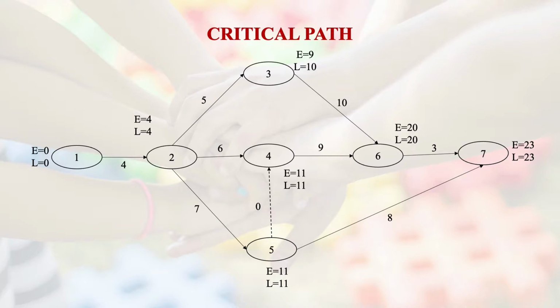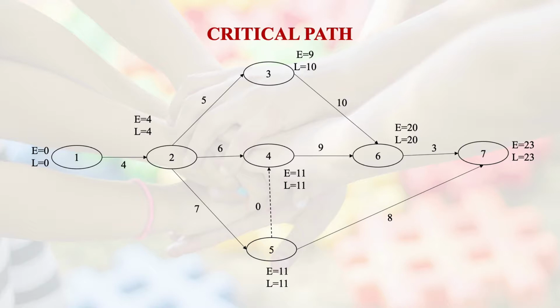was 19. So 1 to 2 is a critical activity, 2 to 5 is a critical activity, 5 to 4, yes, 4 to 6 critical activity, and 6 to 7. So that makes our critical path. Remember, it's very, very important that you select the correct path. And the correct path is 1 to 2, and 2 to 5, 5 to 4, 4 to 6, 6 to 7. 3 in any way is not part of it.